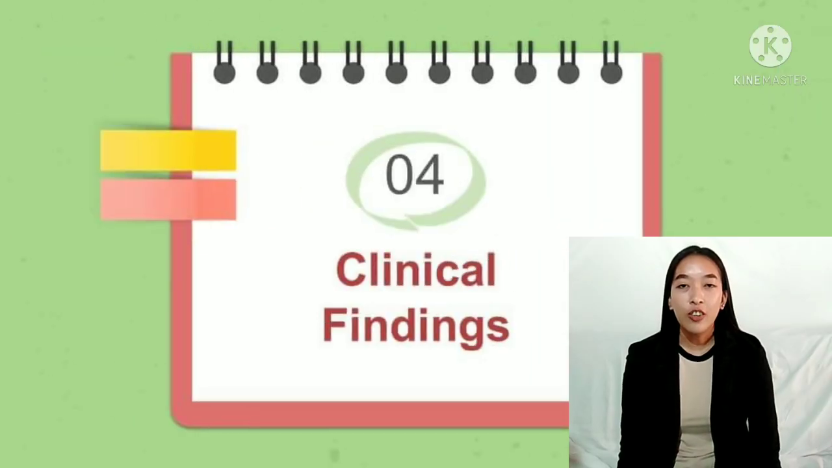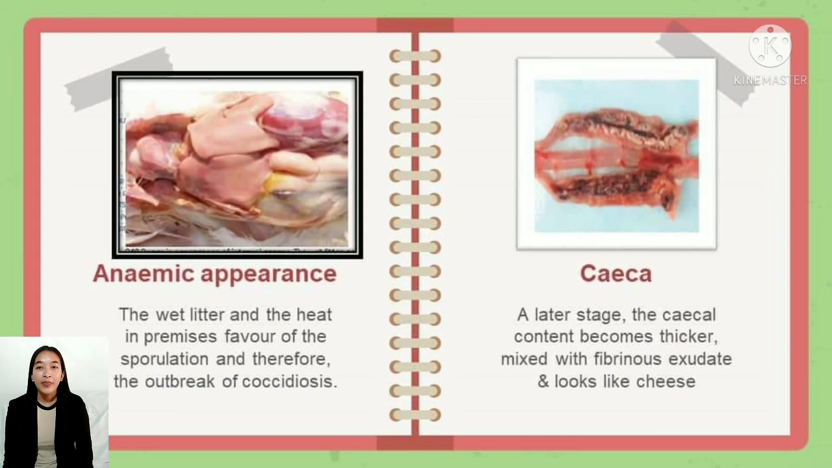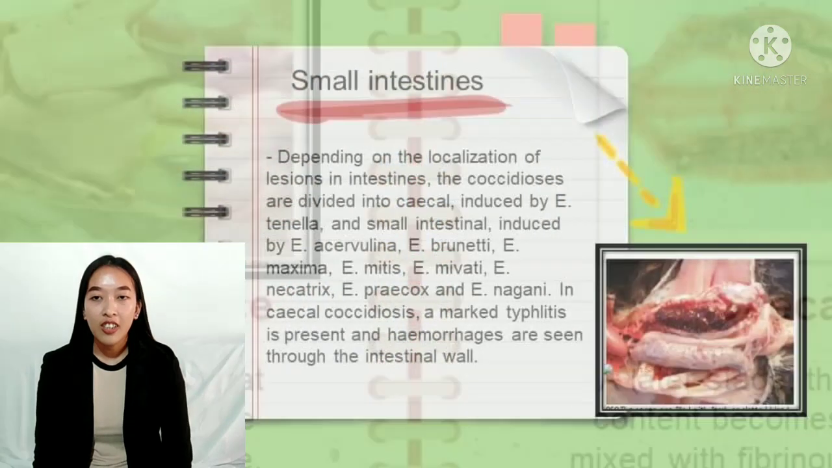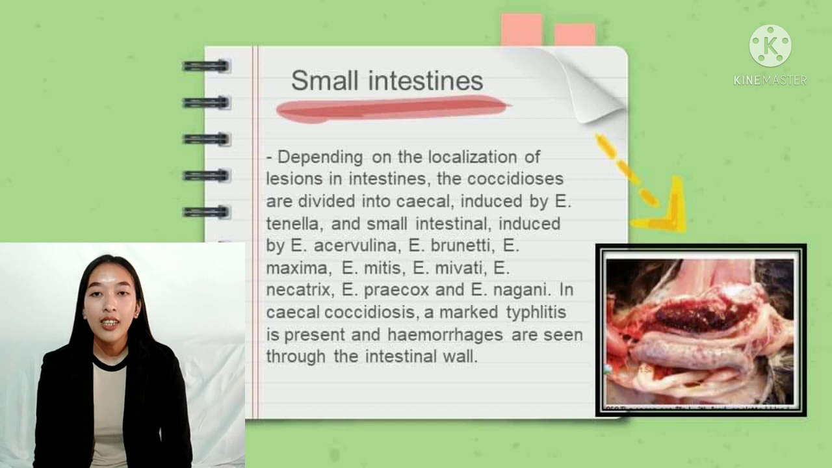Clinical findings of coccidiosis. Anemic appearance of internal organs. The wet litter and the heat in premises favor sporulation and therefore the outbreak of coccidiosis. Depending on the localization of lesions in the intestines, coccidiosis is divided into caecal, induced by E. tenella, and small intestinal, induced by E. acervulina, E. brunetti, E. maxima, E. mitis, E. mivati, E. necatrix, E. praecox, and E. hagani.